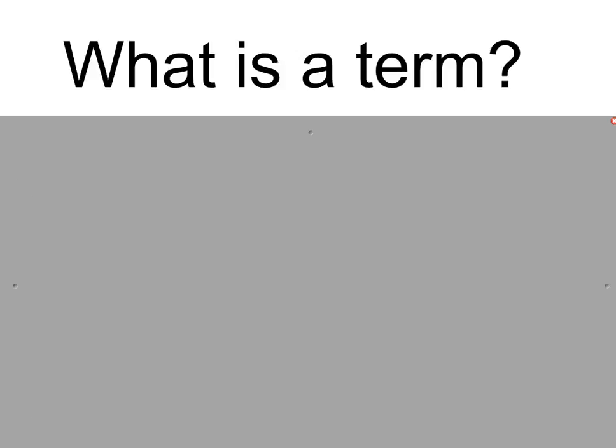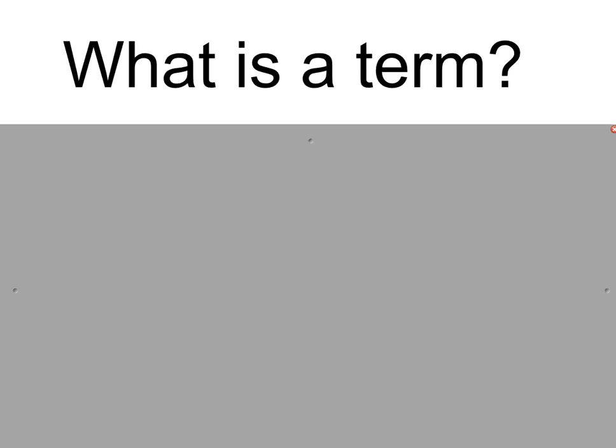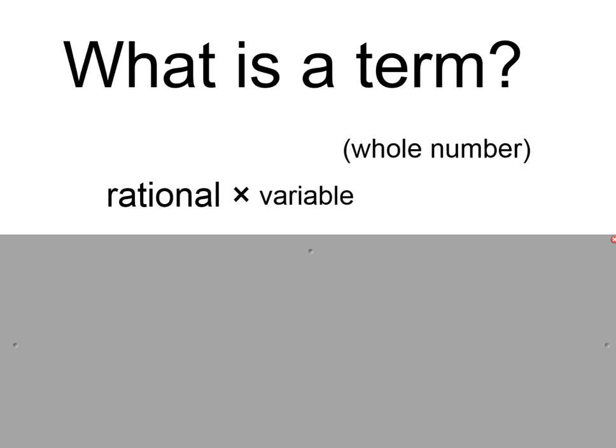That leads us to the idea that we have to define what a term actually is. In polynomial algebra, a term is a rational number times a variable to some whole numbered power. So in other words, it's a number that I know times a number that I don't know raised to some whole number power.